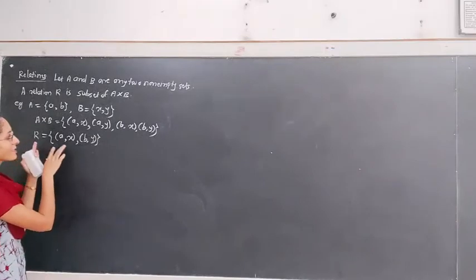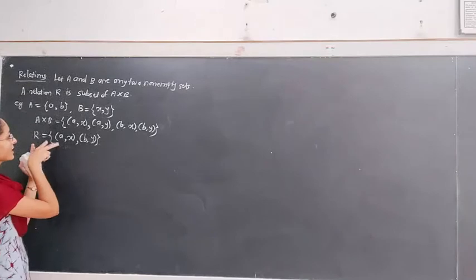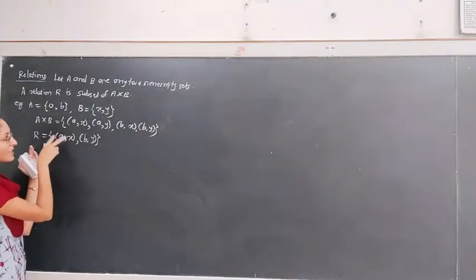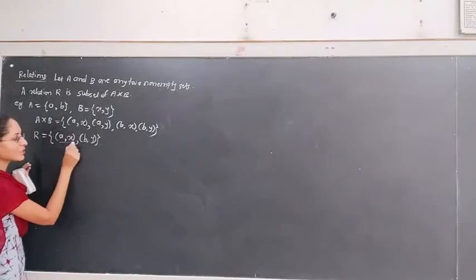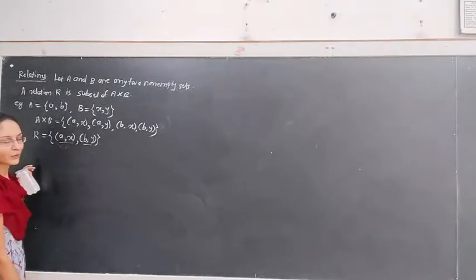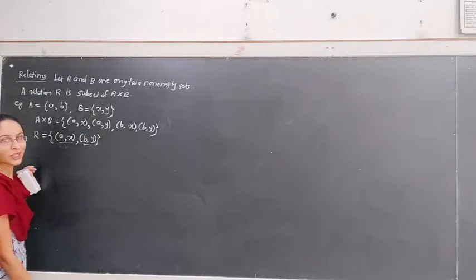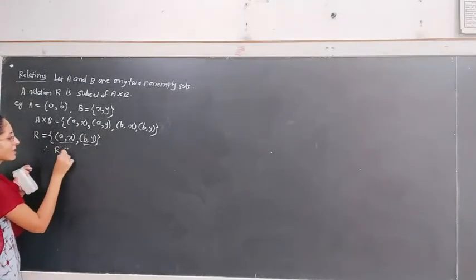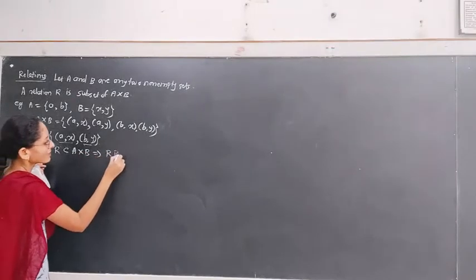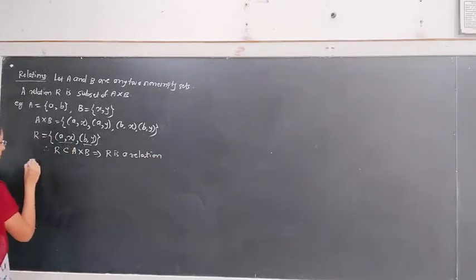then R is a relation because it is a subset of A cross B. R is a relation from A to B because R is a subset of A cross B. The first ordered pair ax belongs to A cross B. The second ordered pair by belongs to A cross B. Hence, in this case, R is a subset of A cross B. This implies R is a relation from A to B.